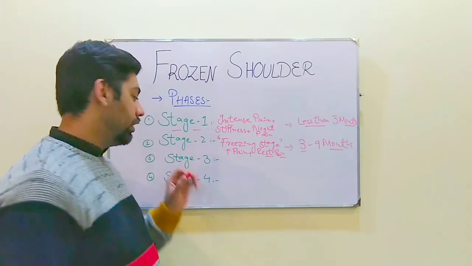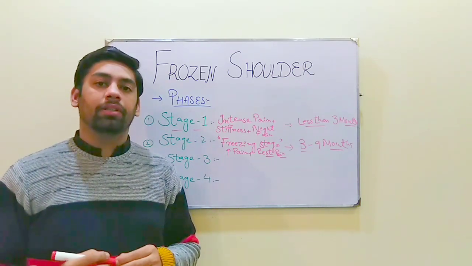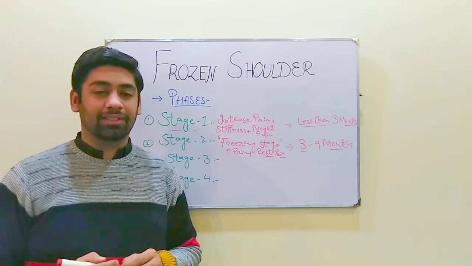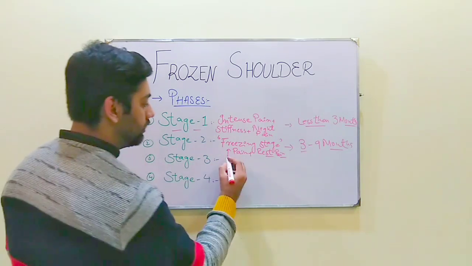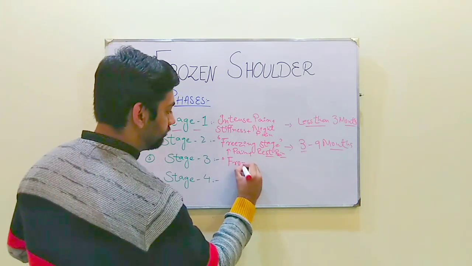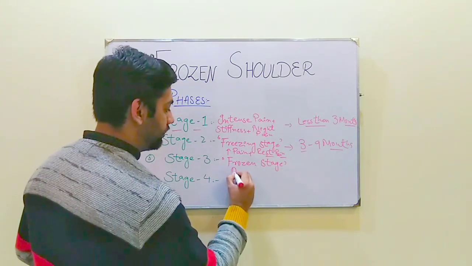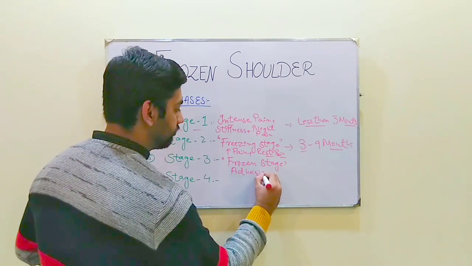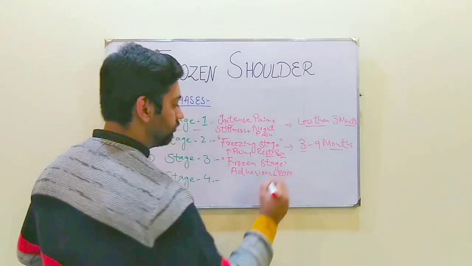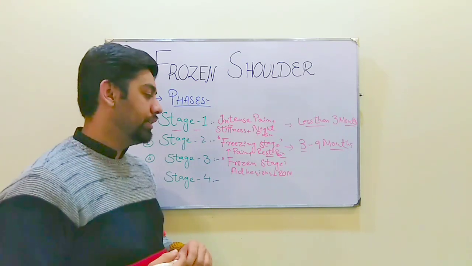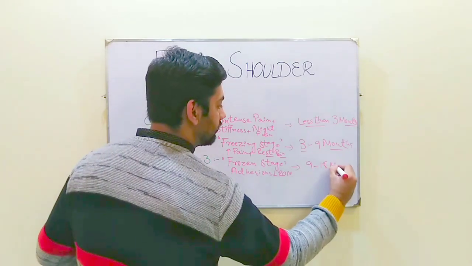Now talking about stage number 3. Stage 3 is also known as the frozen stage. During this stage, there is a development of adhesions, and there is more restriction of motion around the shoulder joint. There is extreme formation of adhesions and limited arm motion, and this stage lasts for about 9 to 15 months.